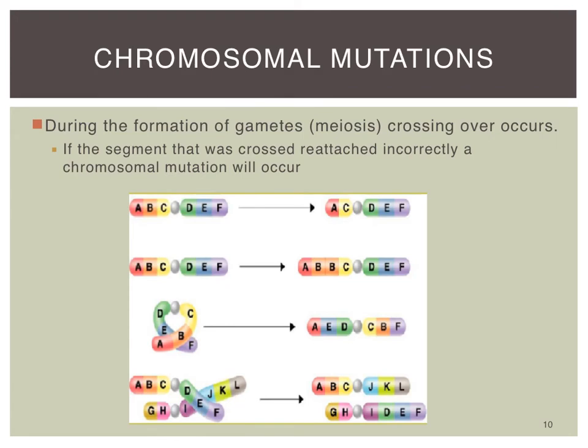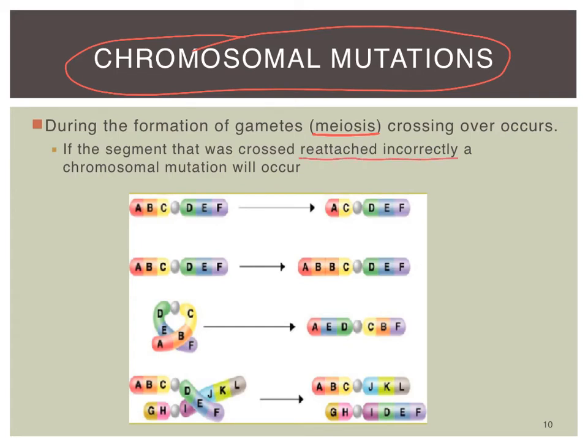Okay, another type of mutation is chromosomal mutations. Now, chromosomal mutations happen during formation of gametes, which happens during meiosis. And during meiosis, crossing over can occur during prophase 1. If the segment that was crossed over reattached incorrectly, a chromosomal mutation will occur, because it's affecting more of the chromosome, like a bigger chunk of the chromosome.